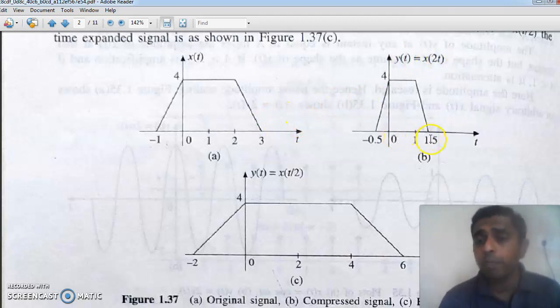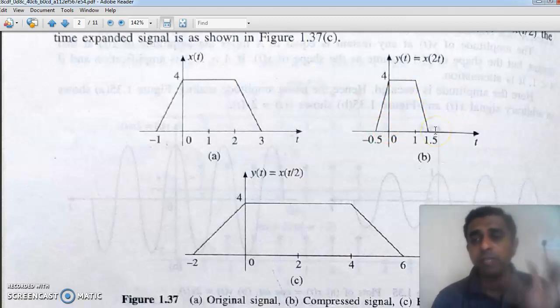If I substitute 1.5, what happens? 1.5 is nothing but 3 by 2. That is, I'll get x of 3. X of 3 is equal to 0. So at y of 1.5 I have 0 value. So you can see that when you compare these two signals, when you multiply the time by a scalar a which is greater than 1, the signal is being compressed. That's a very important conclusion. The signal is being compressed if the multiplying factor of t is greater than 1.